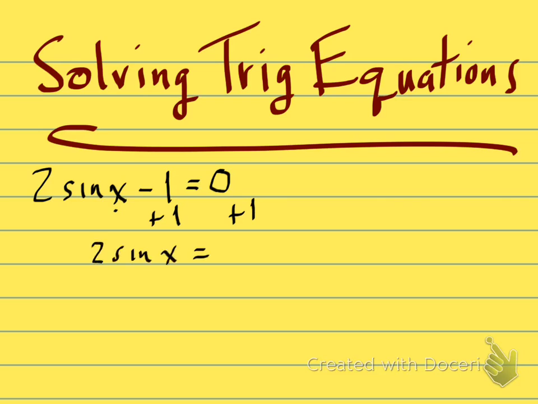And you're already ahead of me now, probably. Dividing by 2, and you get sine of x equals 1/2. Okay, so sine of x equals 1/2. How do we find the solutions?